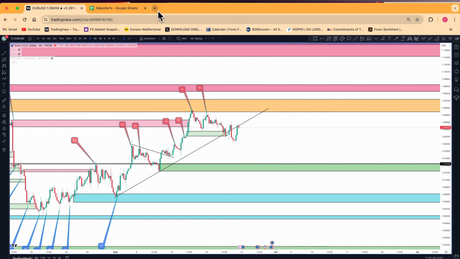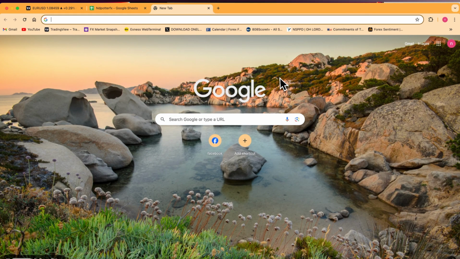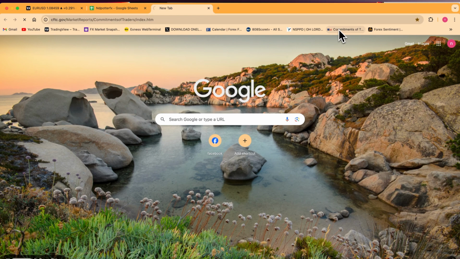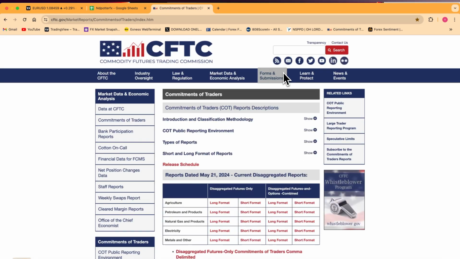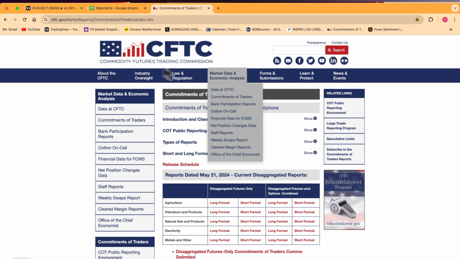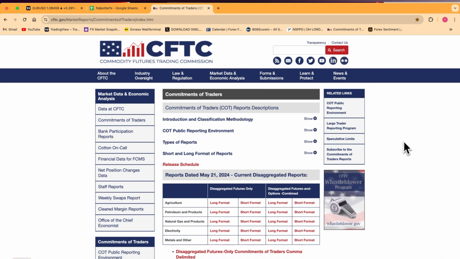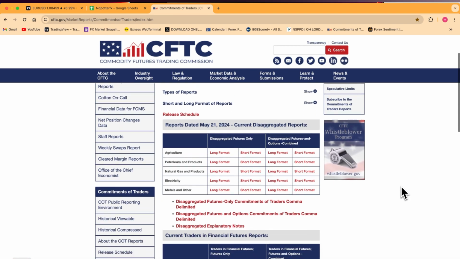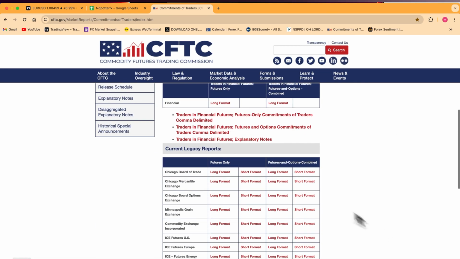So let me quickly go to the CFTC website where you can collect this data from. This is the CFTC website. If you type CFTC, it will bring you to this website here, or you can type cftc.gov. When you come to this website, scroll down to where it says only futures. You see this Chicago exchange here. You click on the short.